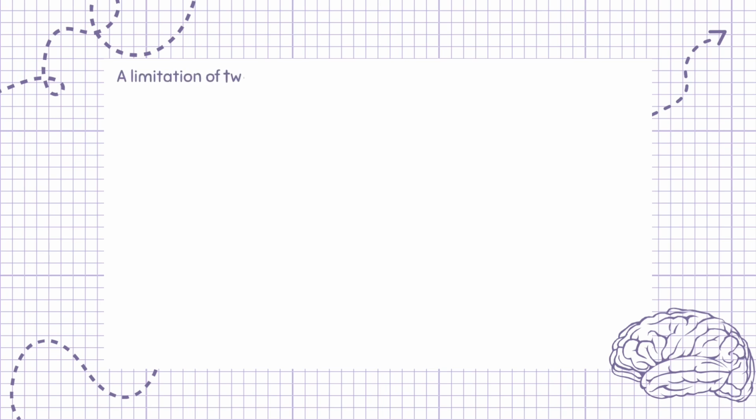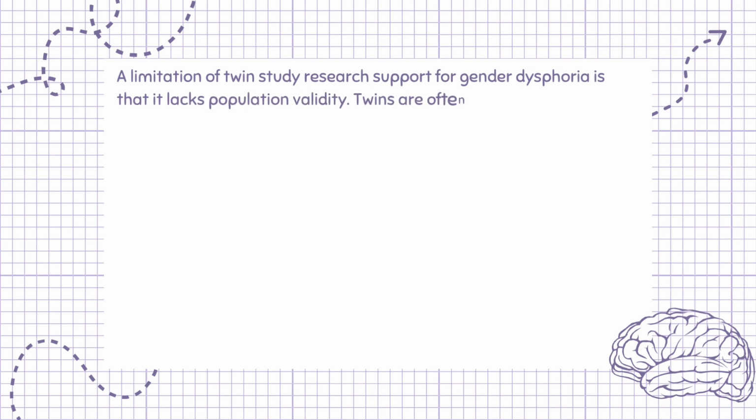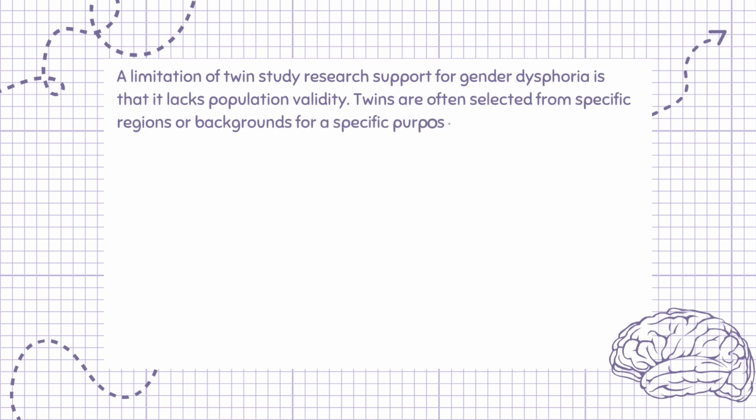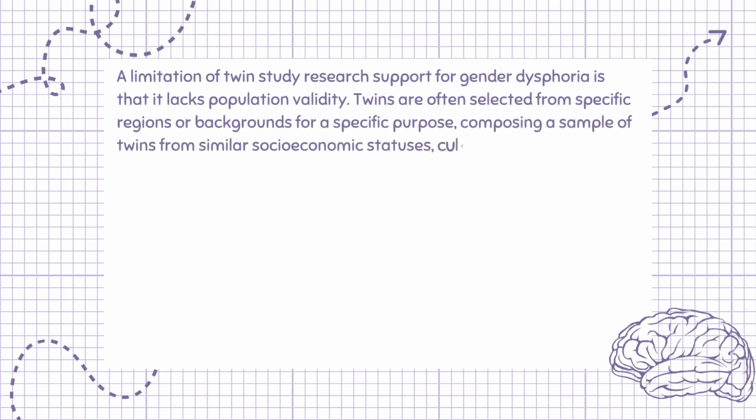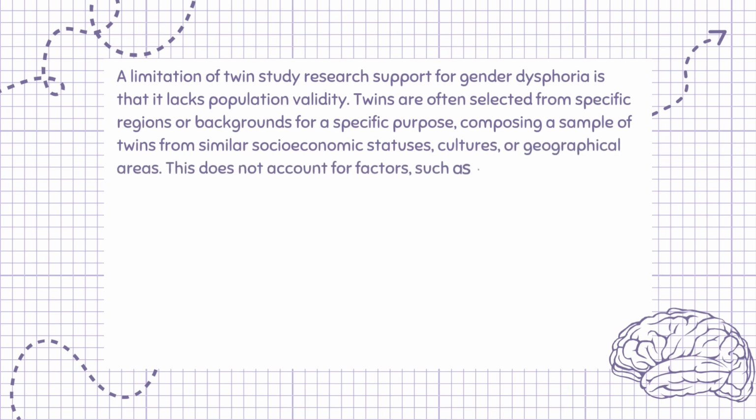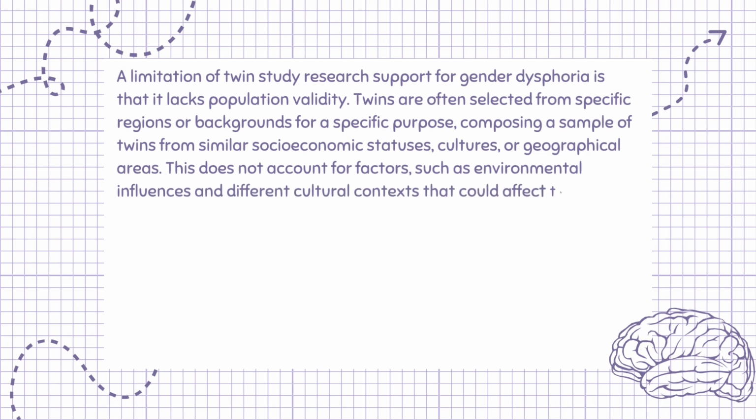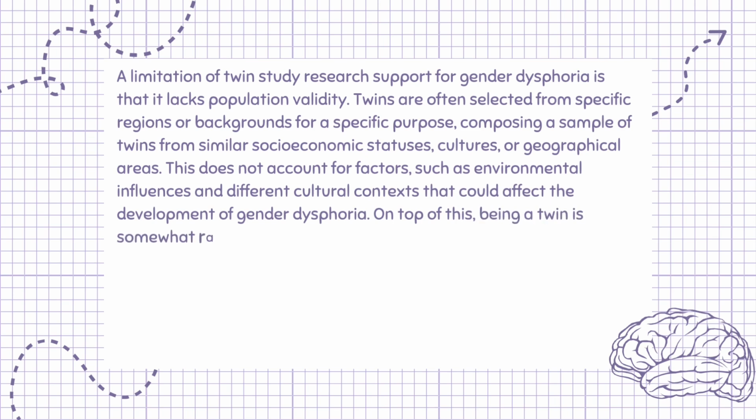A limitation of twin study research support for gender dysphoria is that it lacks population validity. Twins are often selected from specific regions or backgrounds for a specific purpose, composing a sample of twins from similar socioeconomic statuses, cultures, or geographical areas. This does not account for factors, such as environmental influences and different cultural contexts, that could affect the development of gender dysphoria. On top of this, being a twin is somewhat rare, with 1 in 42 children being born a twin.